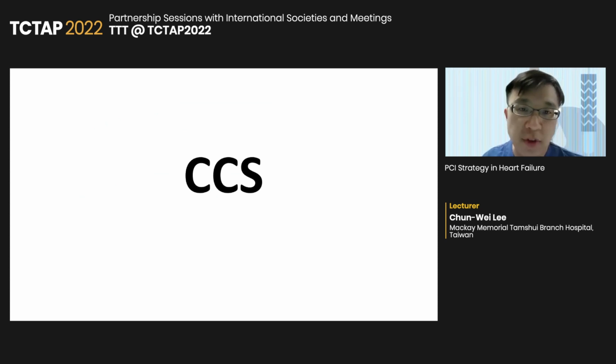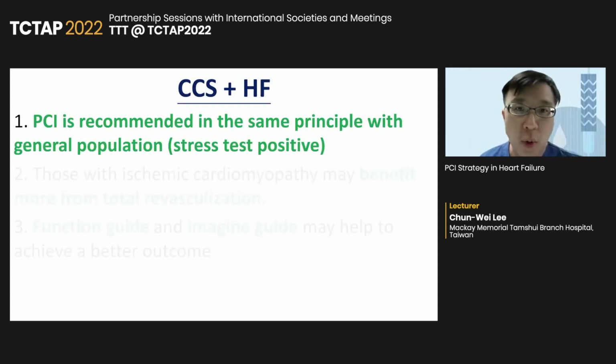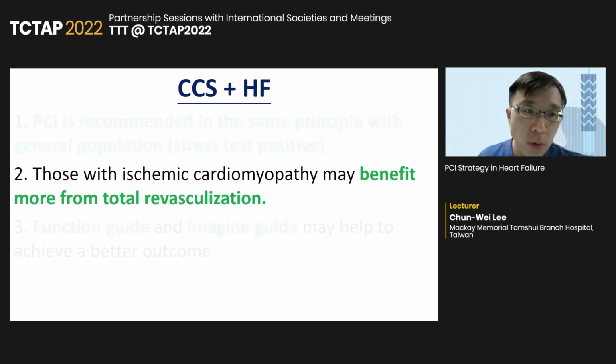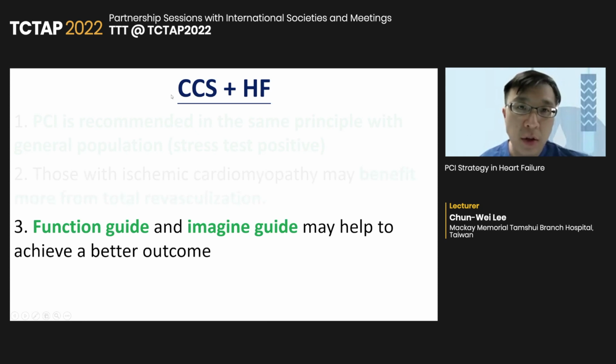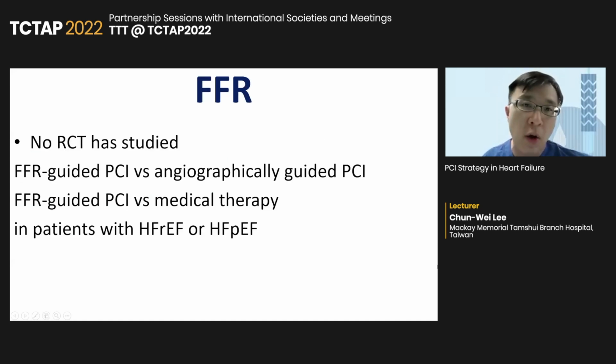For stable CAD patients, PCI is still recommended under the same principles as the general population, for example, a positive stress test. And for those with ischemic cardiomyopathy, those patients will probably benefit more from total revascularization. And in stable CAD plus heart failure patients, functional guidance and imaging guidance may help to achieve a better outcome.